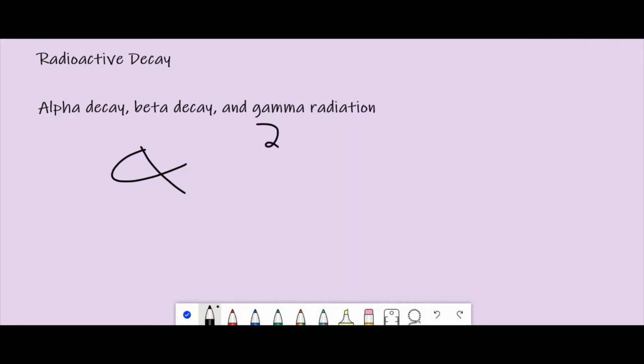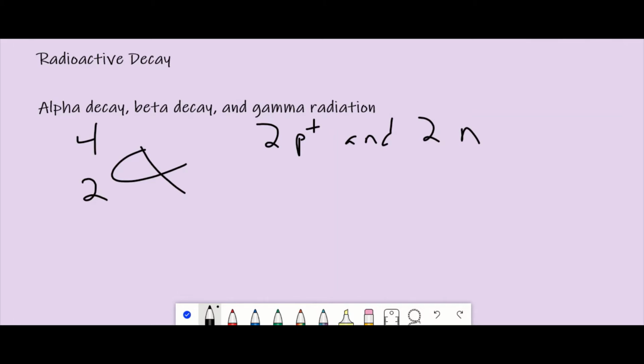Let me write that. Two protons, let's put a P plus, and two neutrons. If it has two protons, then it's going to have an atomic number of 2 in nuclear notation. And if it has two protons and two neutrons, then the mass number would be 4. So this is one way of writing the alpha particle.